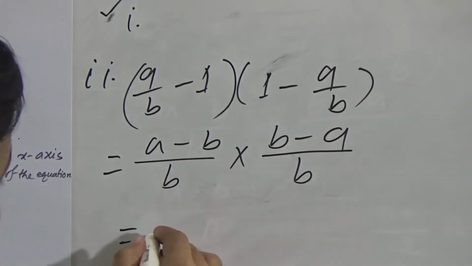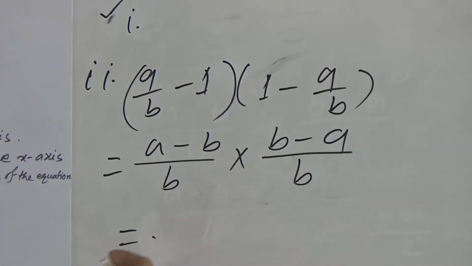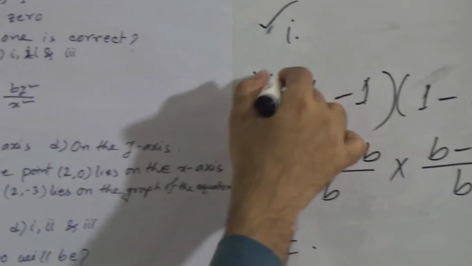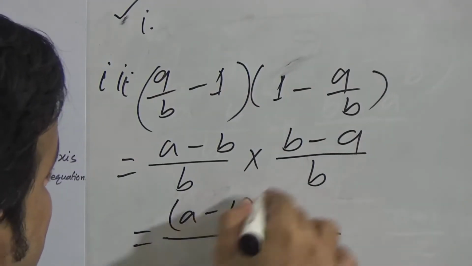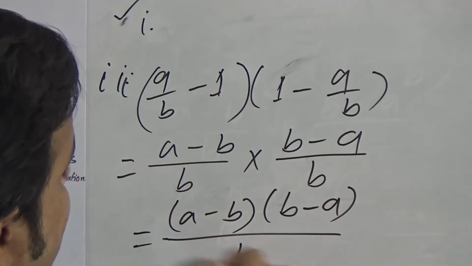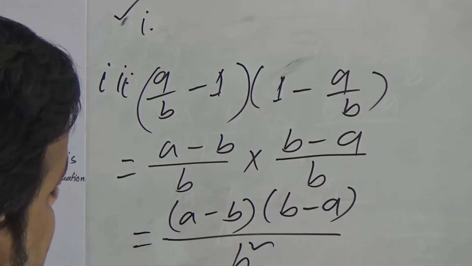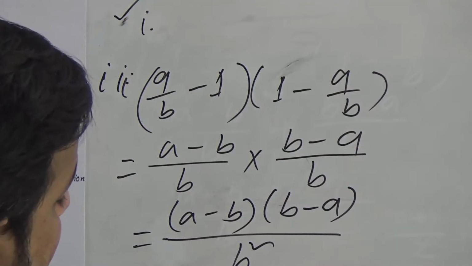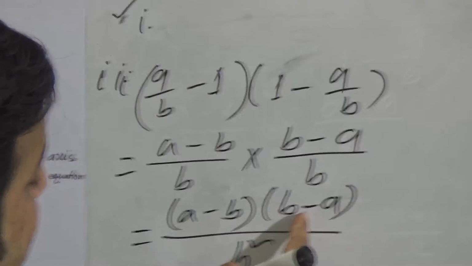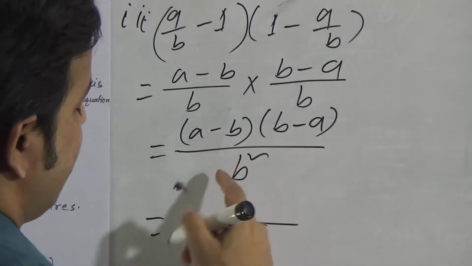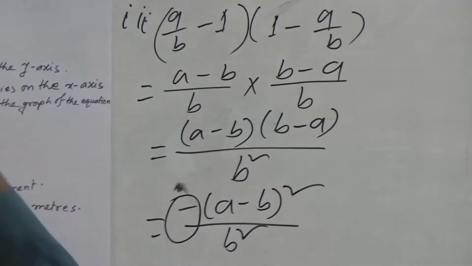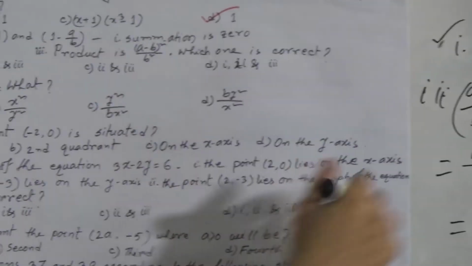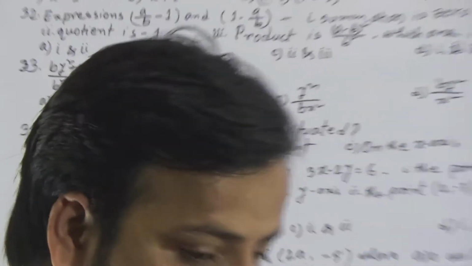Now the product will be here: a minus b into b minus a by b square. So we can write this as b square by, here we can write minus a minus b. So this will be minus a minus b whole square. Here there is a minus, but there is no minus given in the statement. So this one is not correct. We have to check the next one.